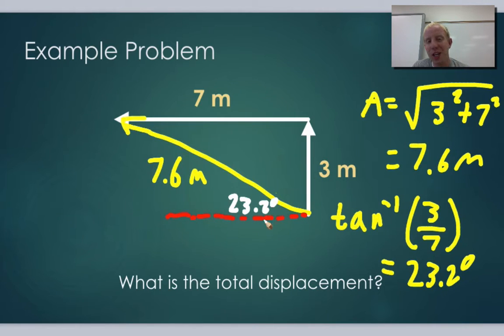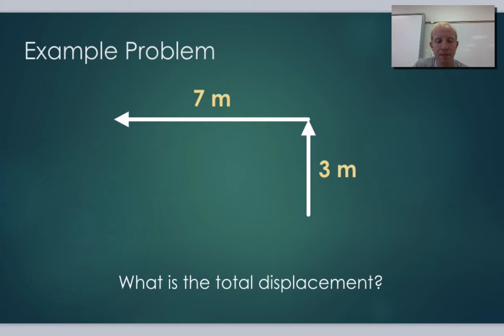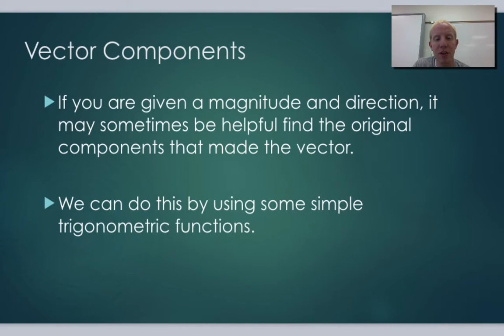That's it. So again, you're just using those two equations to find the values you need. Alrighty, let's move on. So sometimes you may not be given the components of a vector. You may not be given the things that make it up. You may just be given the total vector. So if you're given a magnitude and a direction, or basically just the resulting vector, it may sometimes be helpful to find the original components that made the vector up. And again, we can do this by using some simple trigonometric functions.